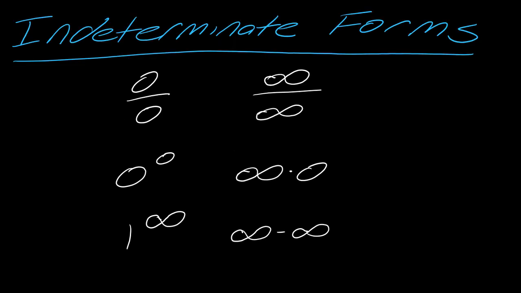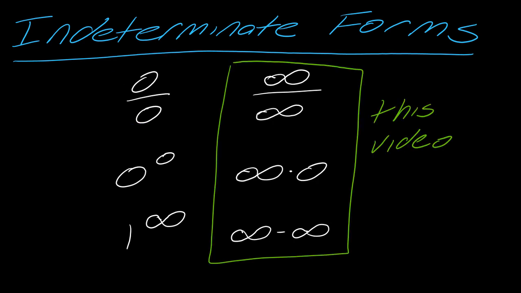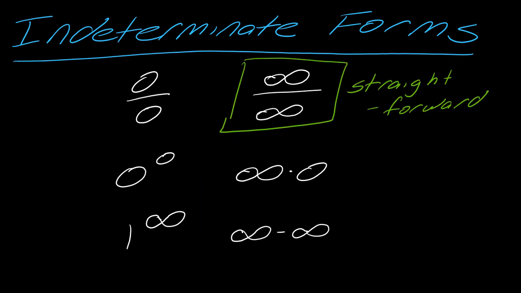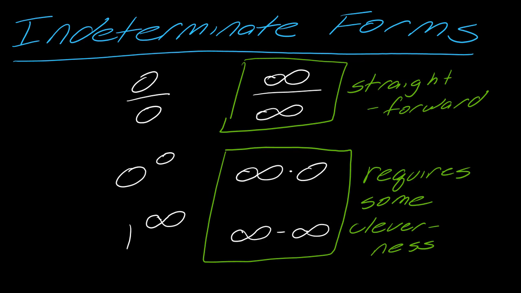Just to give you a quick overview, in the first video I talked about all these different indeterminate forms, and I really just focused on this first form so that I could introduce the idea of L'Hopital's rule. I'm assuming that you understand that now, and I'm going to focus on these forms in this video, and then in the third video I'll focus on these two forms, which are a different process, so that's why they're getting their own video. Just a heads up, this first form is pretty straightforward. These other two forms are going to require a little bit of cleverness, so we're going to build up to it.